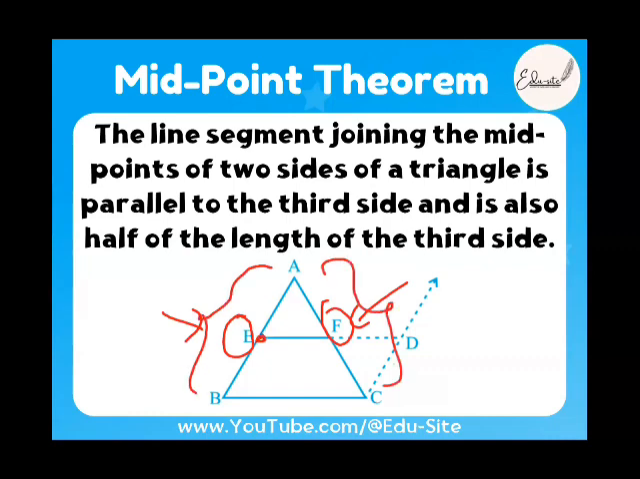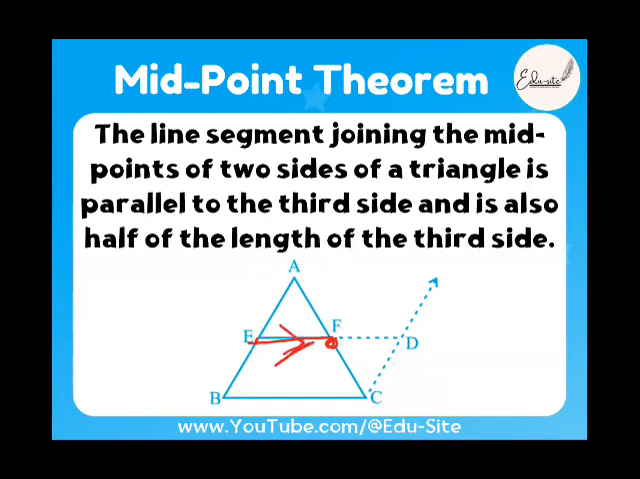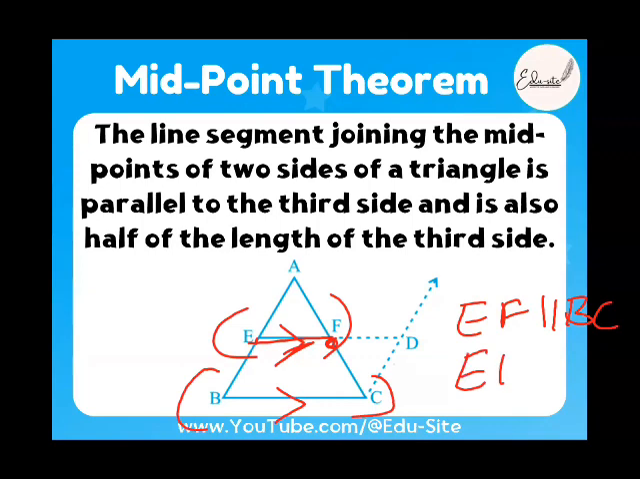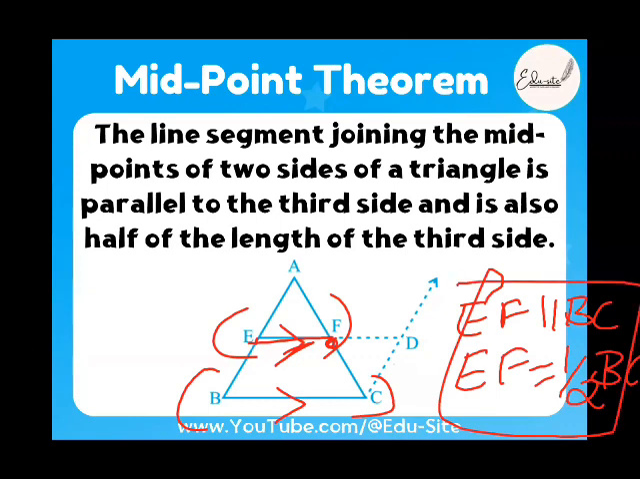If you have the midpoint, what does midpoint mean? Midpoint का मतलब क्या होता है? Perfect halves, na. AE is equal to EB. AF is equal to FC. If you draw a line through the midpoints of the triangle, then this line EF is always parallel to BC. The first thing is EF is parallel to BC, and the second thing is that this EF is always half of BC. EF is equal to half of BC. This is the midpoint theorem. Come on, Laiba. Tell me the midpoint theorem now.